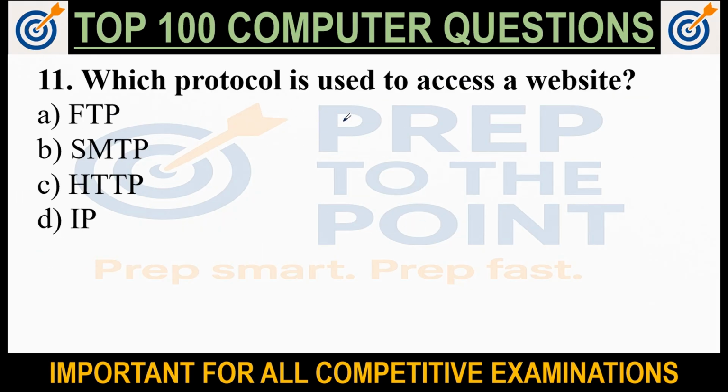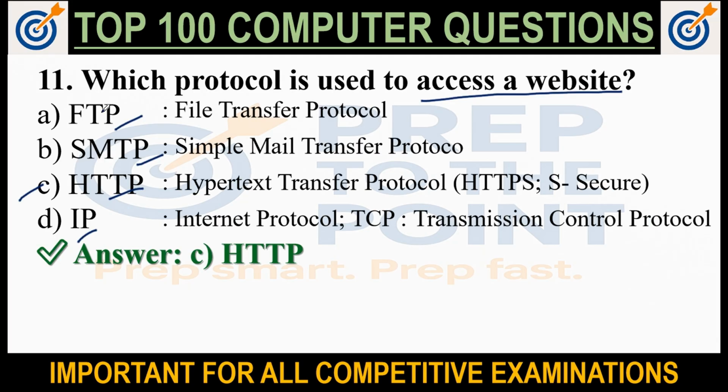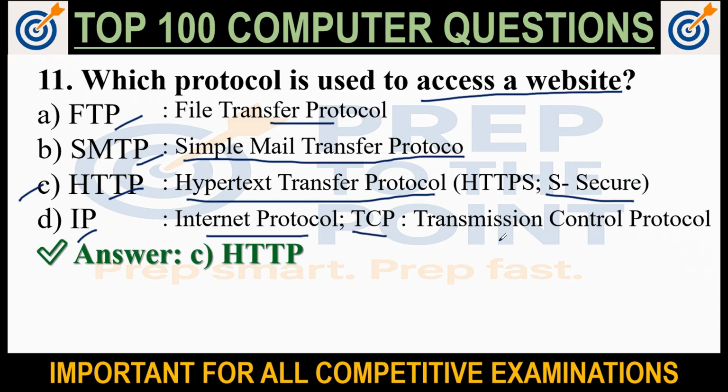Which protocol is used to access a website? FTP, SMTP, HTTP or IP? Right answer is HTTP. FTP full form is File Transfer Protocol. SMTP stands for Simple Mail Transfer Protocol. HTTP is Hypertext Transfer Protocol. If there is an S in HTTP, that is HTTPS, then S stands for secure. And IP stands for Internet Protocol. TCP is Transmission Control Protocol.